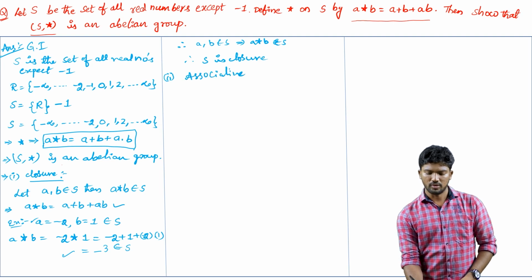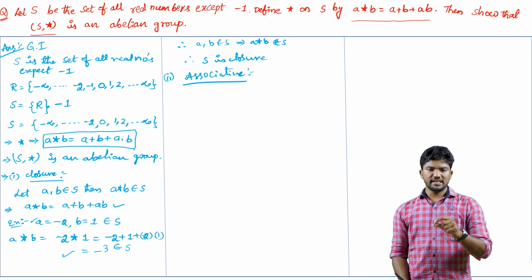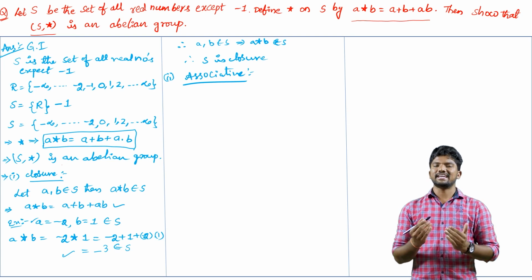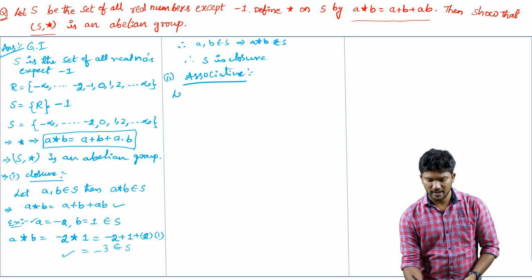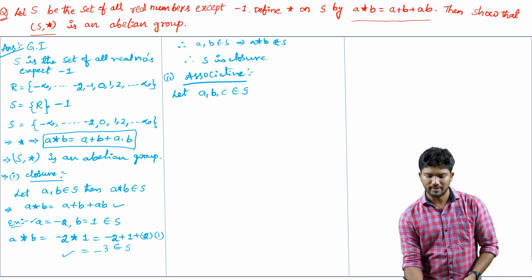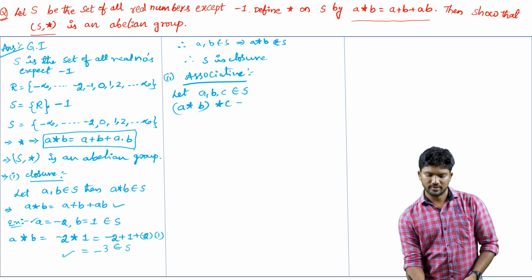Next, second condition, second property, associative property. Okay. So now in this associative property, we have to take three elements. I am writing the general formula. Let A comma B comma C belong to capital S. Then A star B, star C is equal to A star, B star C. Okay. So this is the general formula.